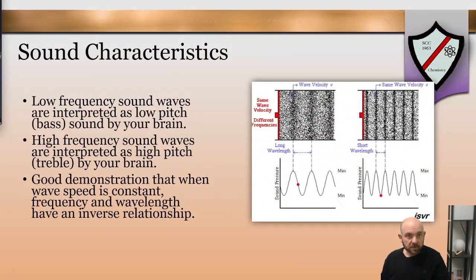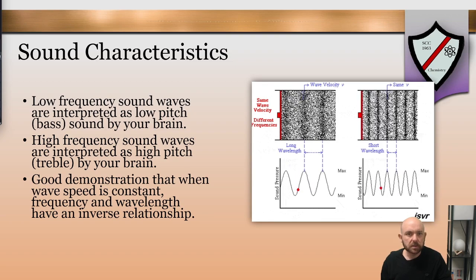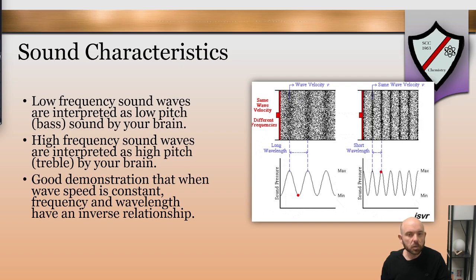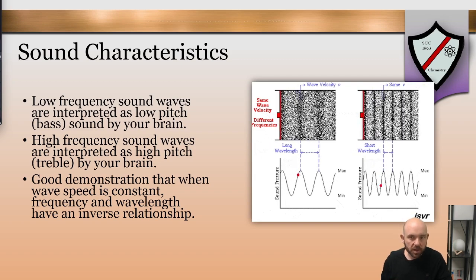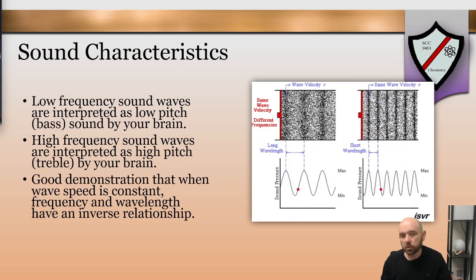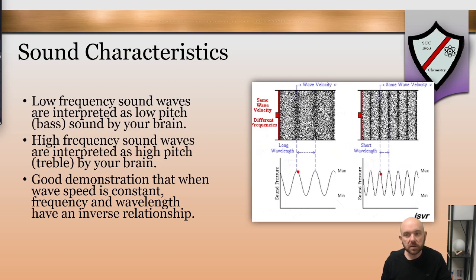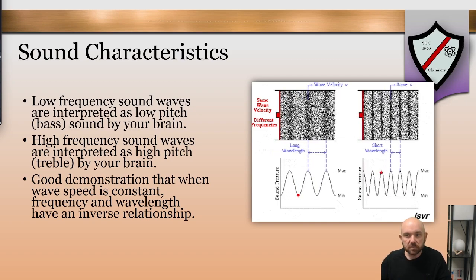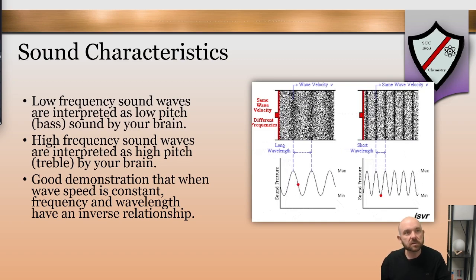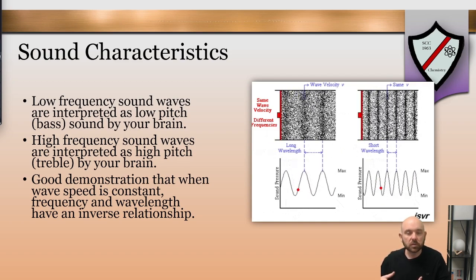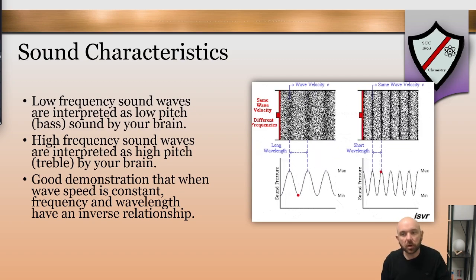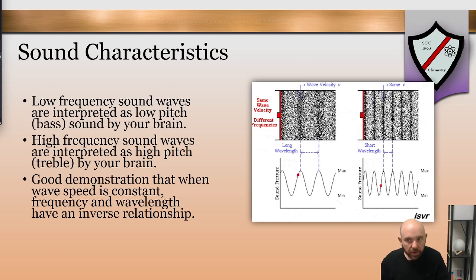And here on this slide, we take a look at the different characteristics of sound, how frequency relates to the perceived pitch of sound in our brains. We can see that low frequency sounds are interpreted as low pitch or bass sounds. They are these types of waves here with these very long wavelengths. So there's a big distance in between the so-called compression and rarefaction. Those are the squeezed together parts and the pulled apart parts of the longitudinal wave.